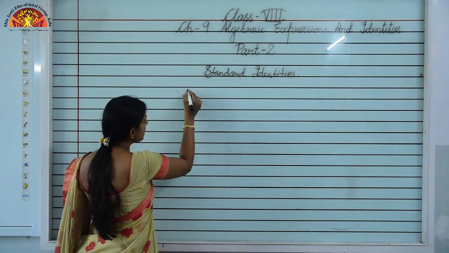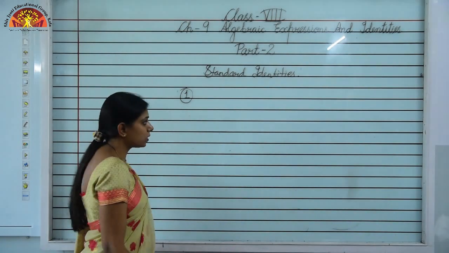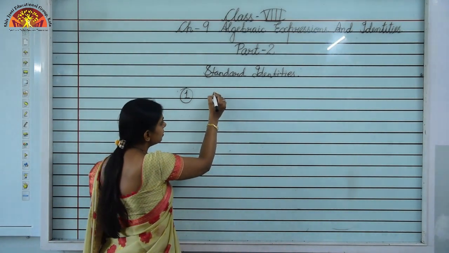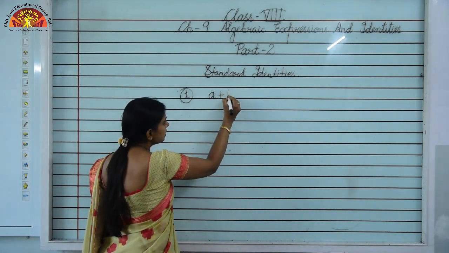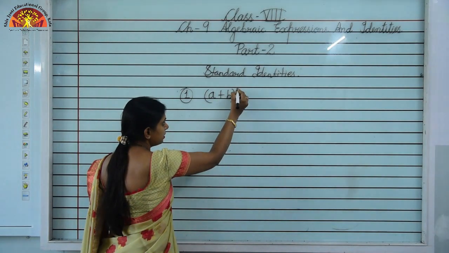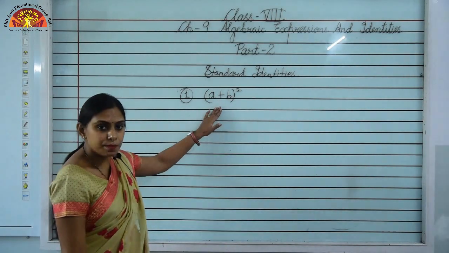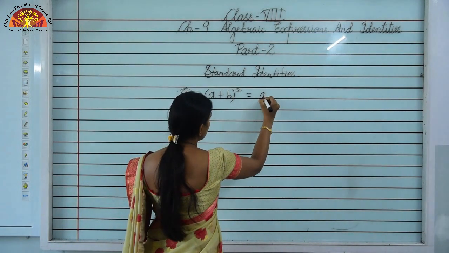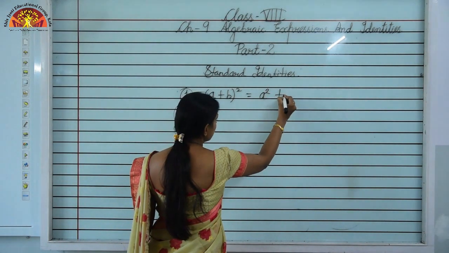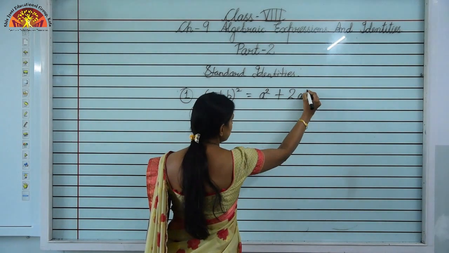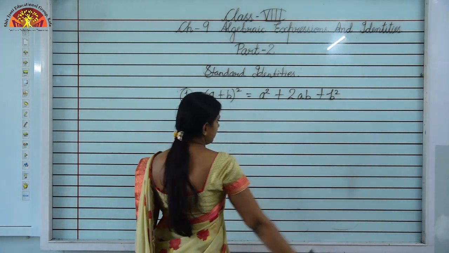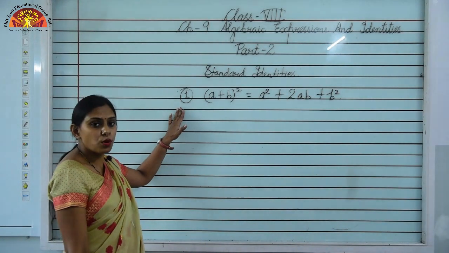So first algebraic identity is, okay children, it's very much important. So please listen with rapt attention. A plus B whole square. Is it clear? A plus B whole square is equal to A square plus 2AB plus B square. Is it clear? This identity you have to learn.